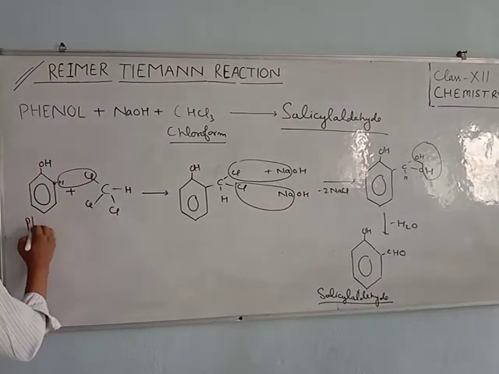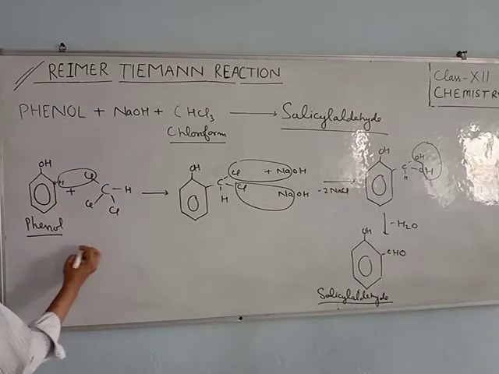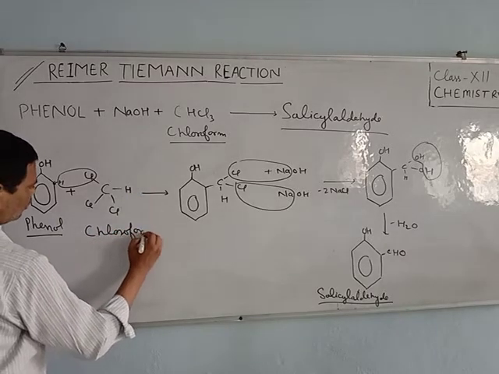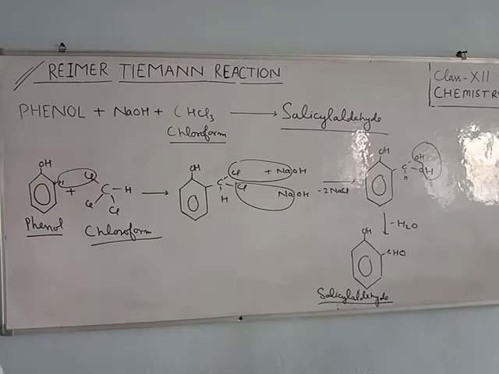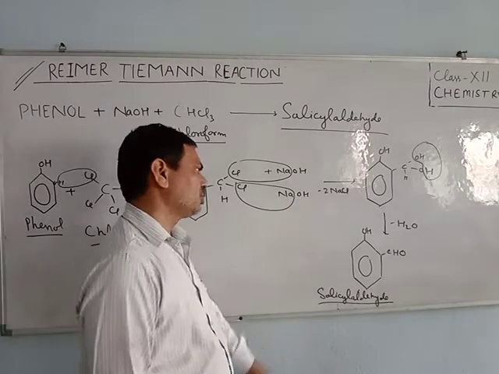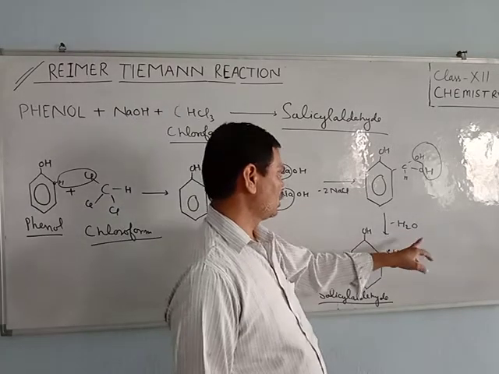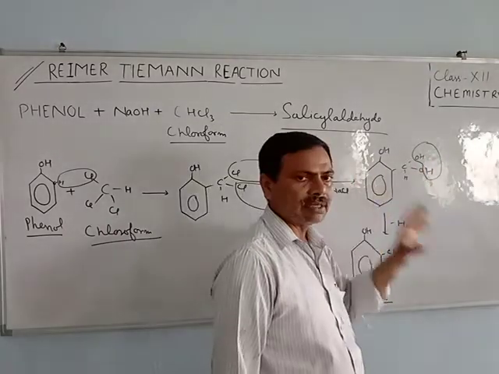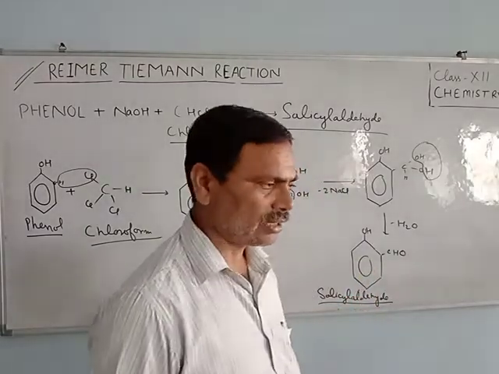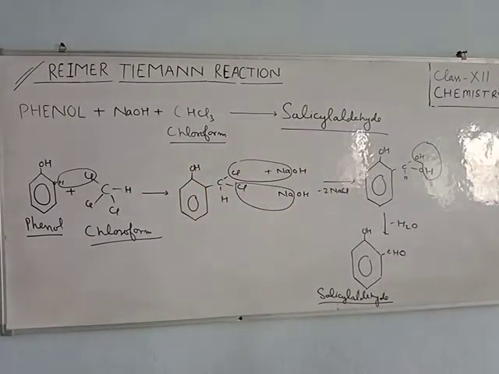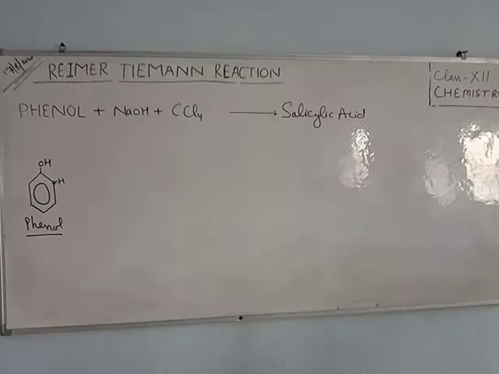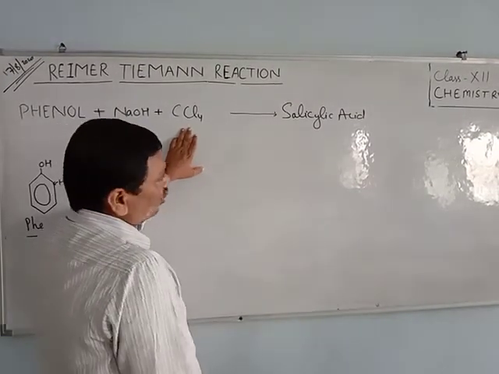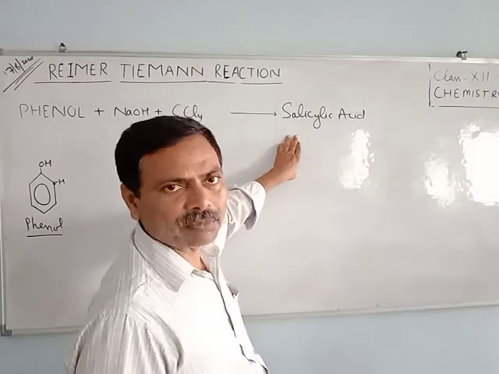So this is phenol with CHCl3, chloroform, and two molecules of sodium hydroxide are used. A water molecule is liberated because two OH groups cannot be bonded to the same carbon atom, and you will get salicylaldehyde. When we use carbon tetrachloride, then salicylic acid is formed.